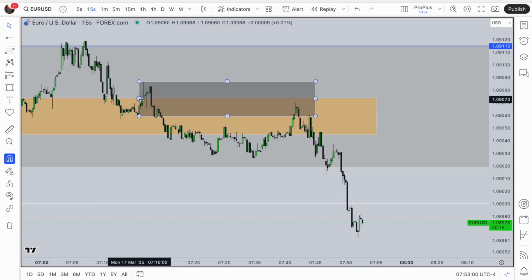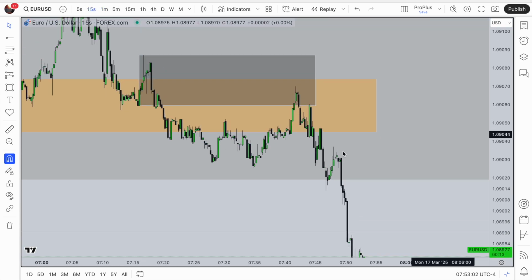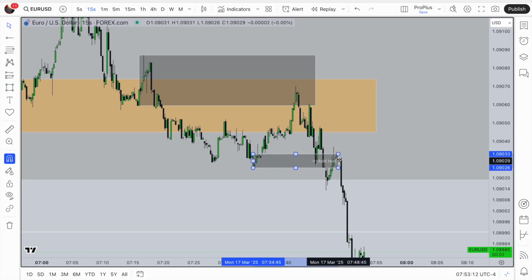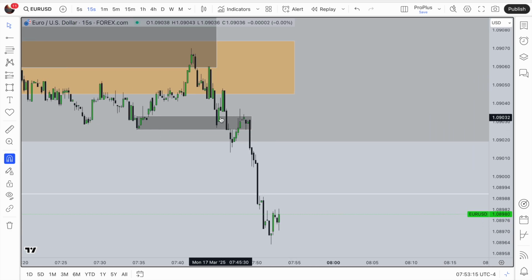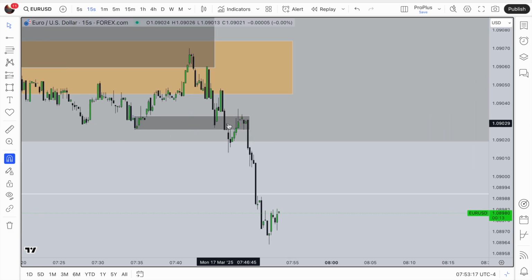Reclaim fair value gap there. So it changes state in delivery. There's a high, there's a low, there's a high, higher, lower, low. This is the breaker here. There's the fair value gap. That's my entry there. Stop would just be above here.